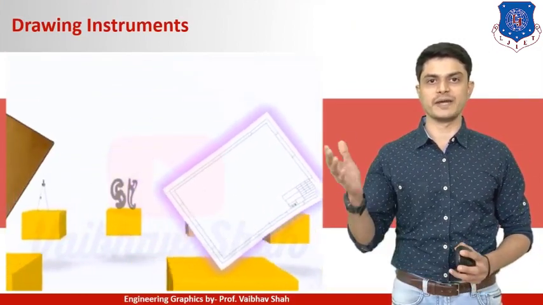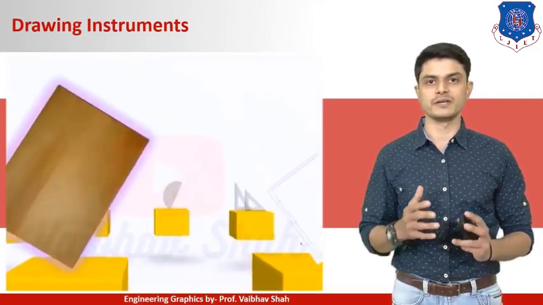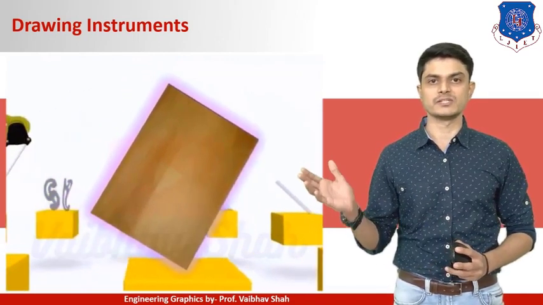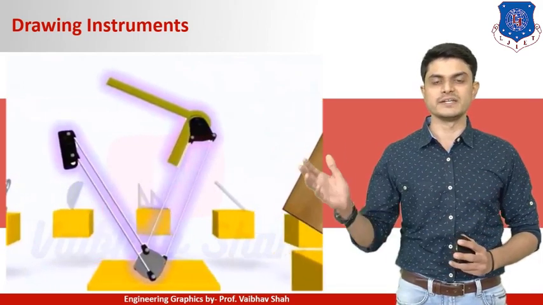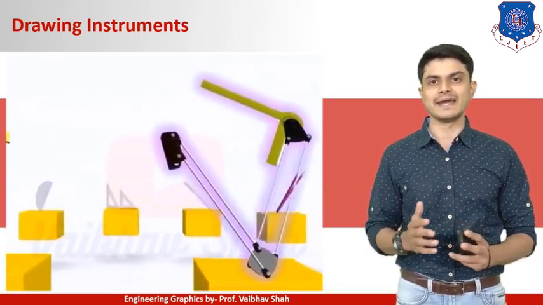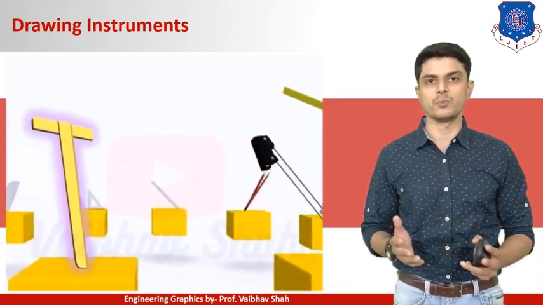So this is nothing but your drawing sheet, which we are going to use throughout our subject. This is known as a drawing board. So we will be fixing this drawing sheet onto a drawing board. This is a mini drafter. You can ideally draw a line at any particular angle you want.